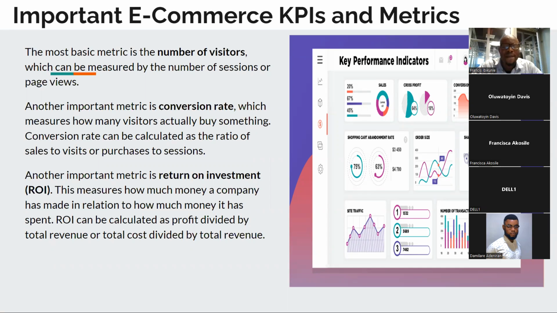Then another important metric is return on investment. This is the third one, return on your investment. This measures how much money a company has made in relation to how much money it has spent. Return on investment can be calculated as profit divided by the total revenue, or cost divided by total revenue. These three metrics are very key. Those are the things that you have to put your eyes on.